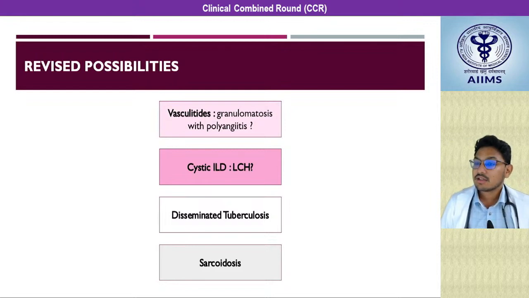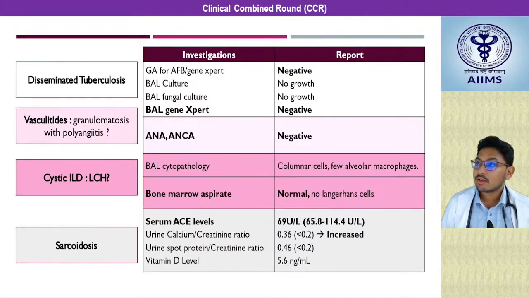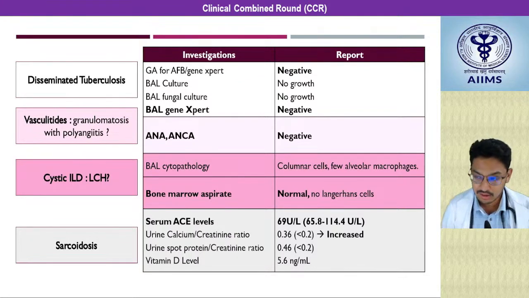So after discussing the radiology and other investigations, these were our revised possibilities, and we investigated along the lines of these possibilities. For disseminated tuberculosis, we did a gastric aspirate for acid-fast bacilli and GeneXpert, which was negative. We did a bronchoscopy and sent the bronchoalveolar lavage, but cultures were sterile and GeneXpert was negative. Our ANA and ANCA profile was negative. For cystic ILD, BAL cytopathology was done but was normal, and bone marrow aspirate was also normal. There was no evidence of any Langerhans cells.